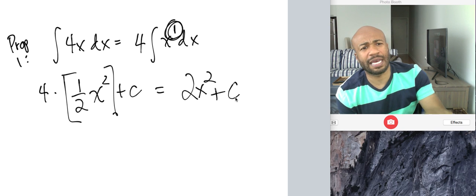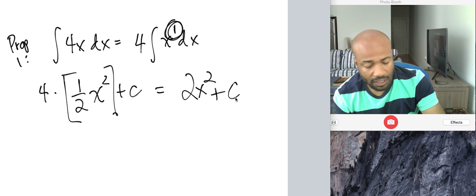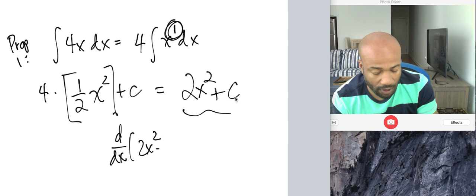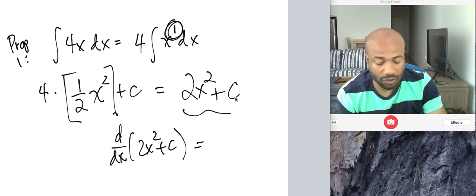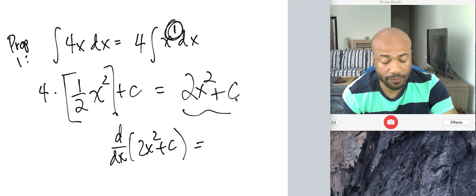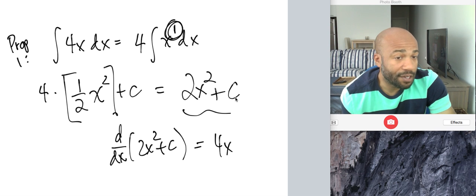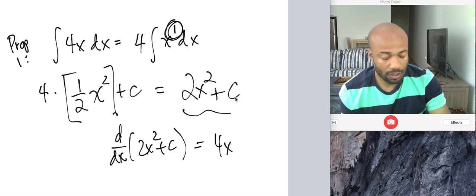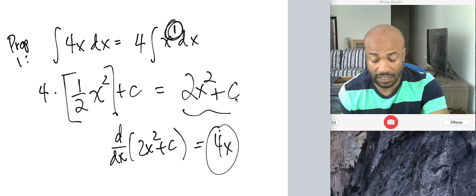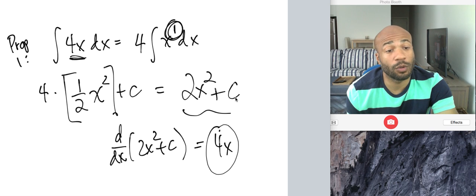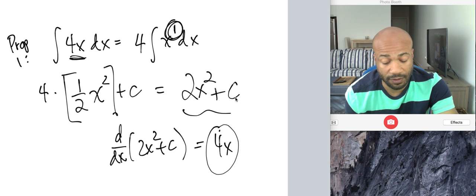So how could you test that you come back to 4x? Just take the derivative. The derivative of 2x squared plus c, the derivative of 2x squared, that's going to be 4x. The derivative of c, any number, any constant, is 0. So that's what you're left with, which is what's on the inside right here. So you're good. So you can always check your work in terms of finding your antiderivative.